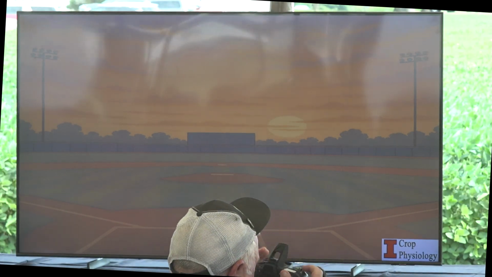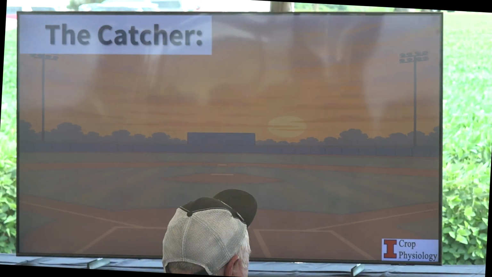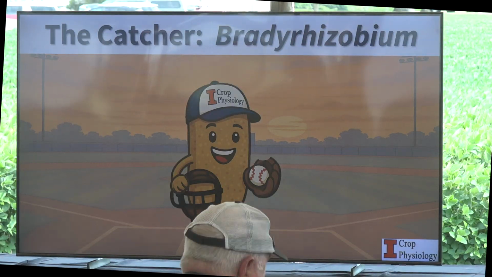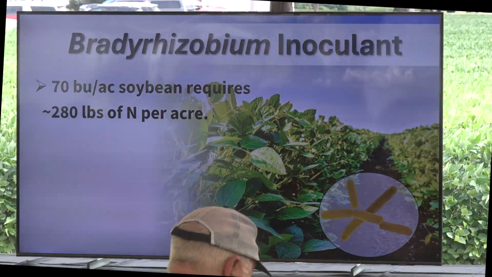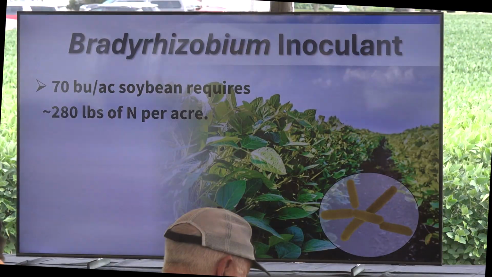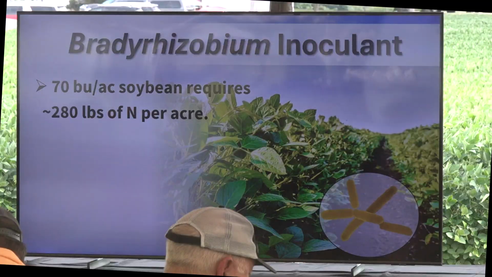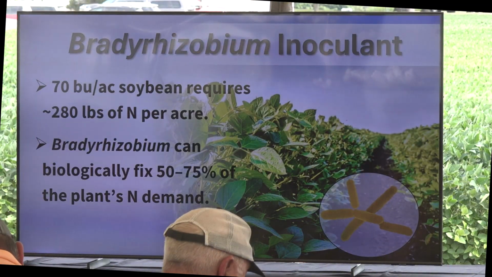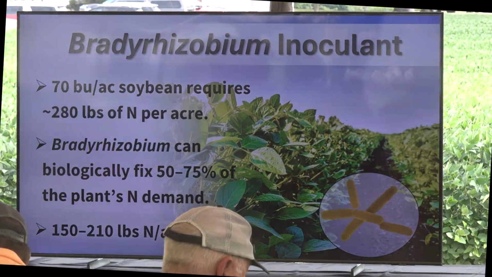So with a good pitcher and a good batter, we also need a good catcher. In my analogy, it is Bradyrhizobium, because soybean plants require a certain amount of nitrogen. The Bradyrhizobium can biologically fix it, and soybean plants require this nitrogen that we don't offer during planting, right? We don't fertilize soybeans. So this is why it's important for the crop to have Bradyrhizobium in the soil.